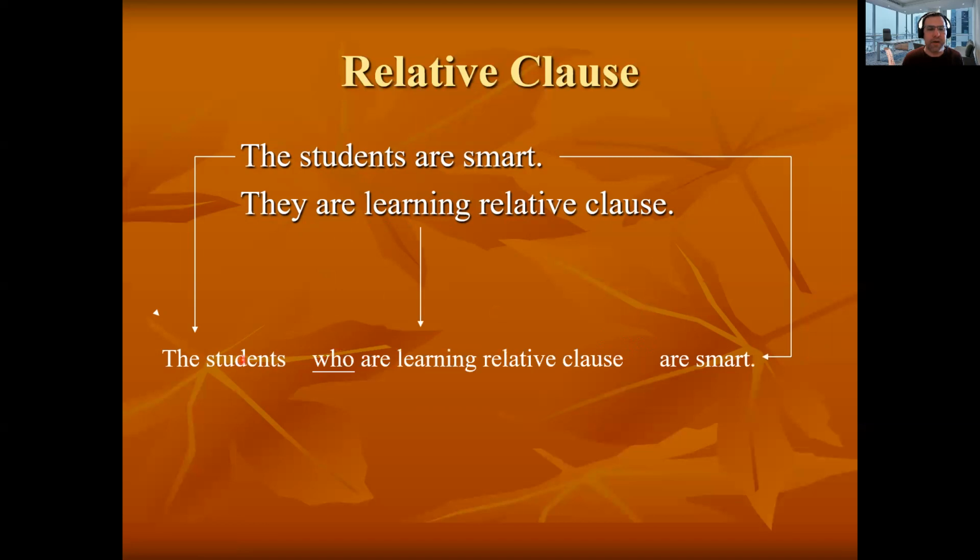The students who are learning, which is the relative clause, are smart. Or I could also say the students who are smart are learning relative clauses. And in this case, I use who instead of they. Why? Because they are actually doing the action.